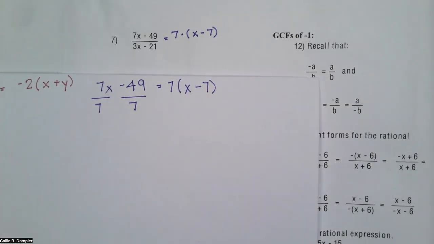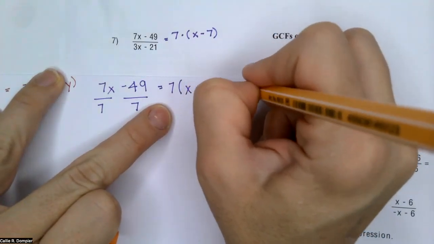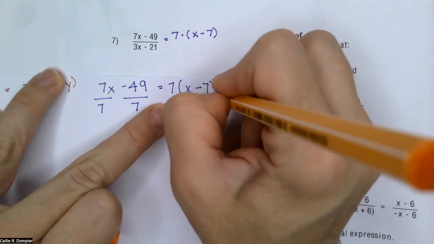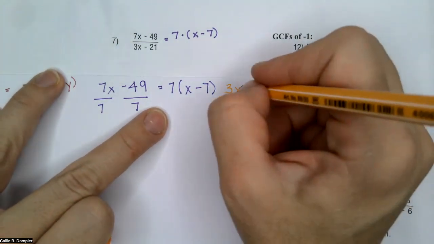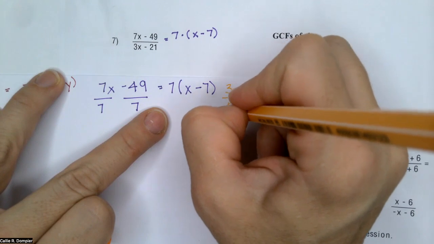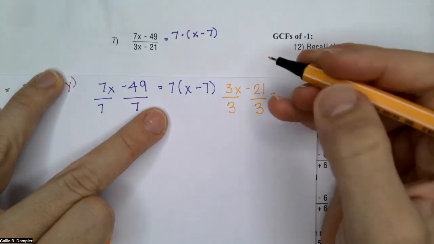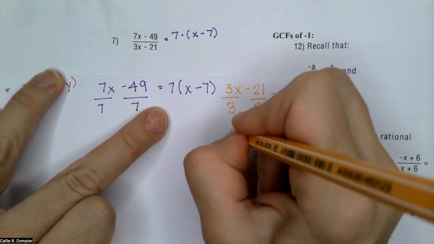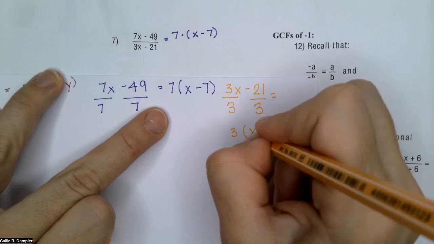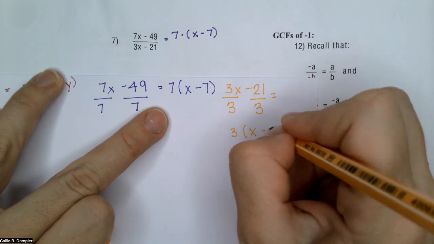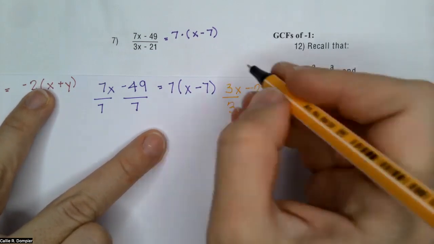Well, that would mean that I'm dividing the 3x minus 21 by what? What's the only thing I can pull out of 3x and negative 21? It's a 3. Good. 3x divided by 3 is x. Negative 21 divided by 3 is a negative 7. So that one is 3 times x minus 7.